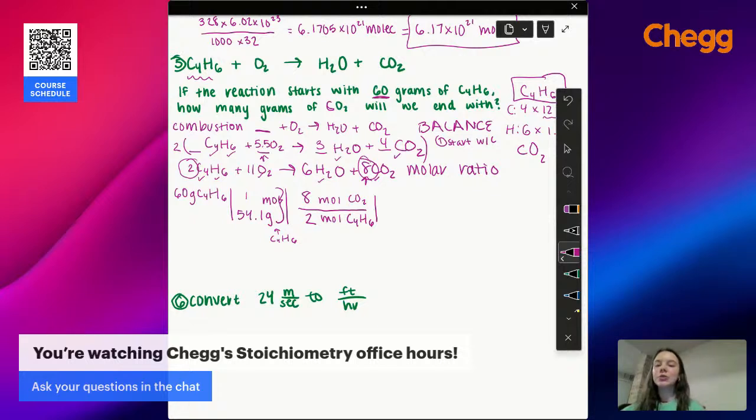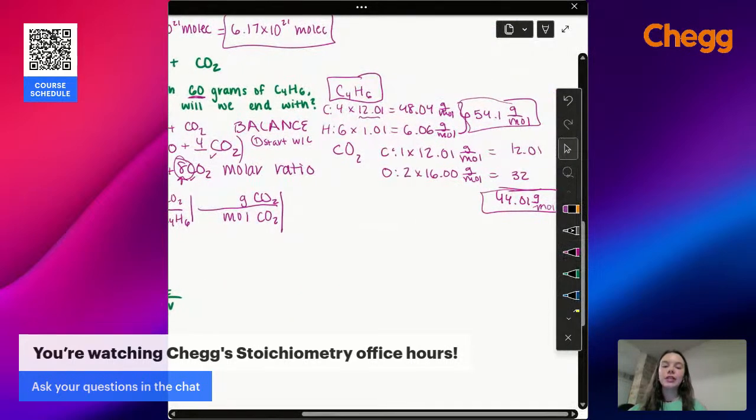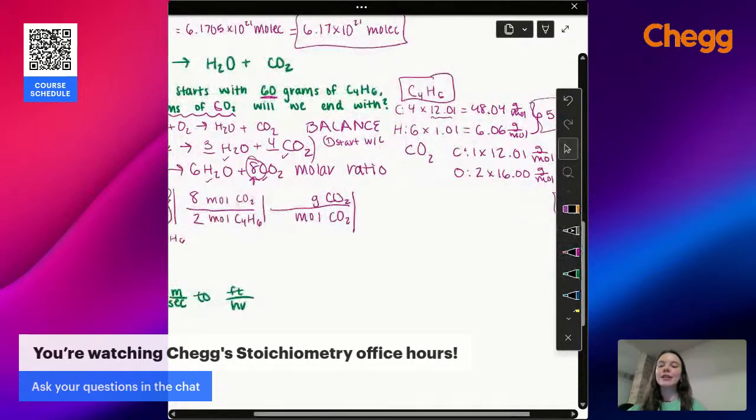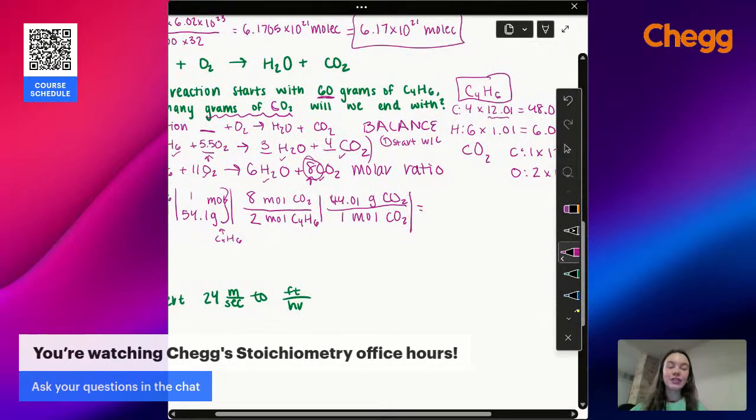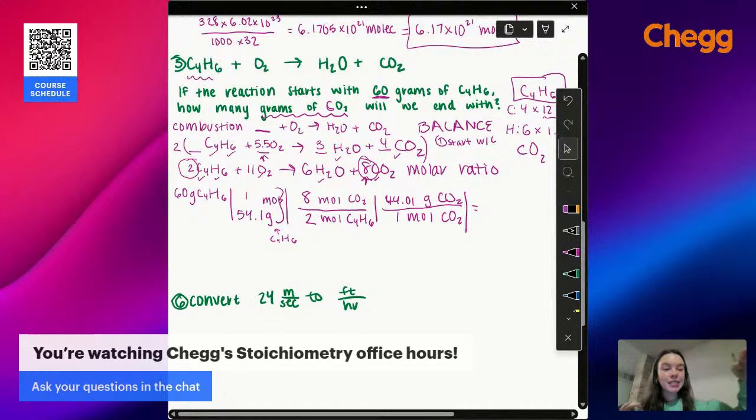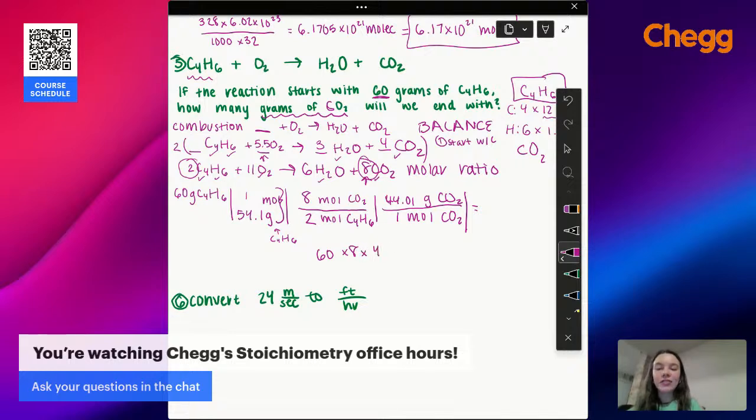All right, so now our last step is we want to get to grams of CO2. So we need to go from moles of CO2 to grams of CO2. And just like we found over here, 44.01 grams per mole is our molar mass. So 44.01 grams is going to go on top, 1 mole is going to go on the bottom. And now we can solve that problem. Remember, we multiply the top, we divide the bottom. So we're going to do 60 times 8 times 44.01 over 54.1 times 2 times 1.